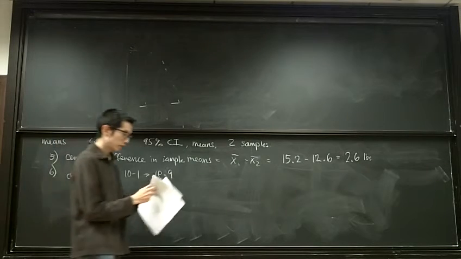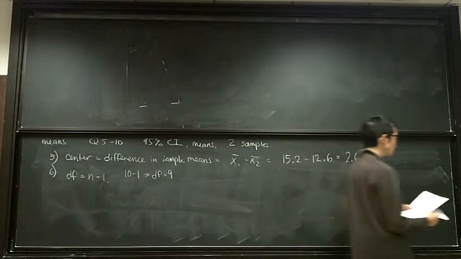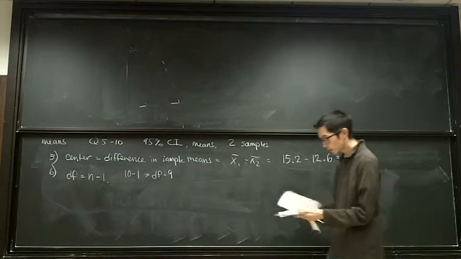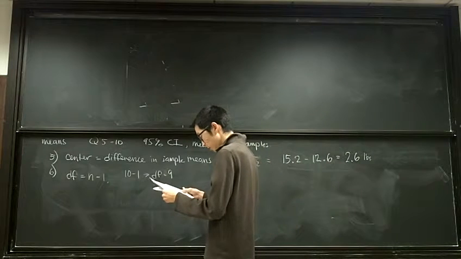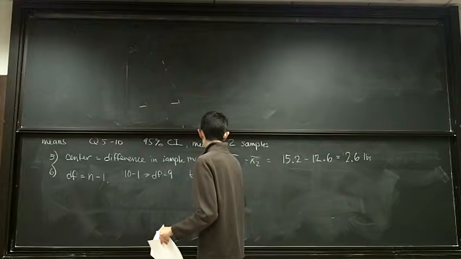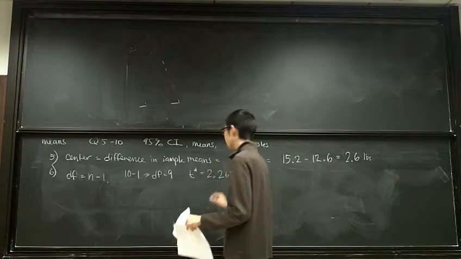At this point, we go to our T table, and we're going to look up 9 degrees of freedom, 95% confidence. The answer is 2.262. So T star is 2.262.